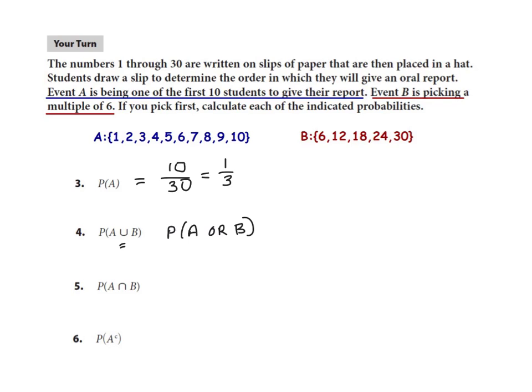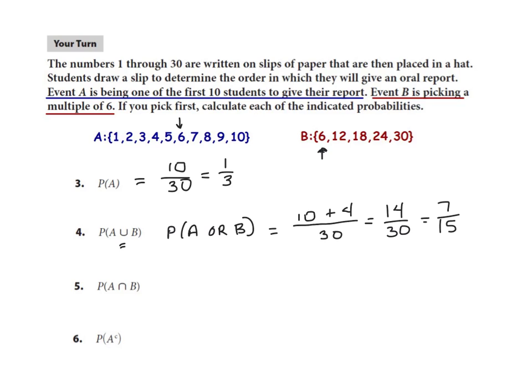Now be careful on this that you don't include any that overlap. So we know we've got 10 from event A, 1 through 10. Now let's look at B. Well, we can't include 6 because we've already included it over here. So we don't want to count it again. Okay, so we're going to skip 6 and say we're going to add 12, 18, 24, and 30. That gives me 4 more numbers. Again, I have a total 30. So this probability is 14 over 30, which simplifies to 7 over 15.